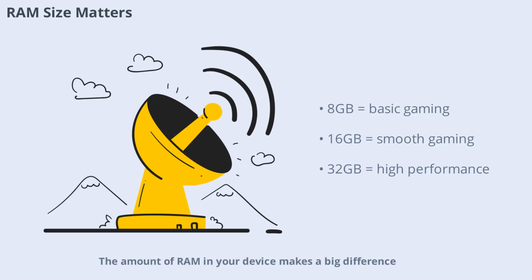The amount of RAM in your device makes a big difference. For basic gaming and everyday tasks, 8 GB of RAM is usually enough. If you want smoother gaming and better multitasking, 16 GB is ideal. For high-performance gaming and professional work, 32 GB or more is recommended. Choosing the right amount of RAM depends on how you use your device and what you want to do.